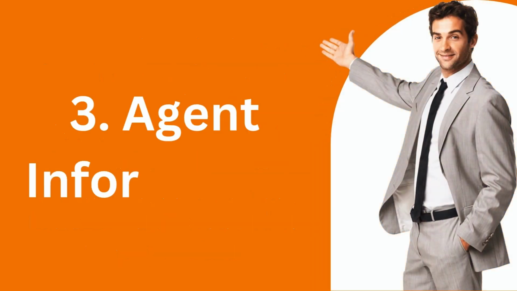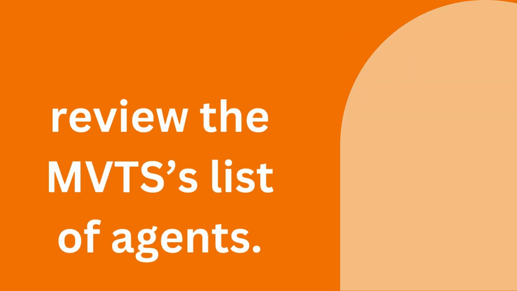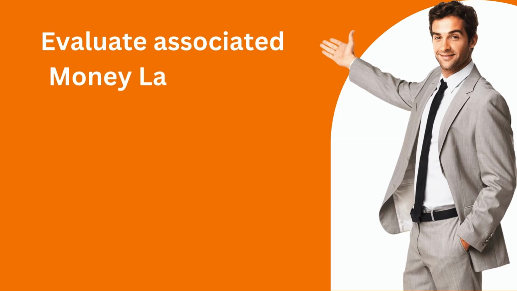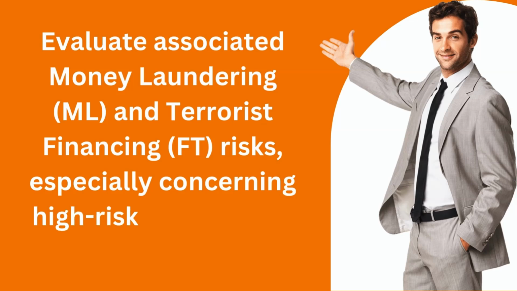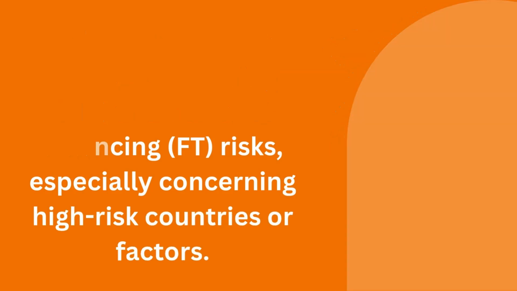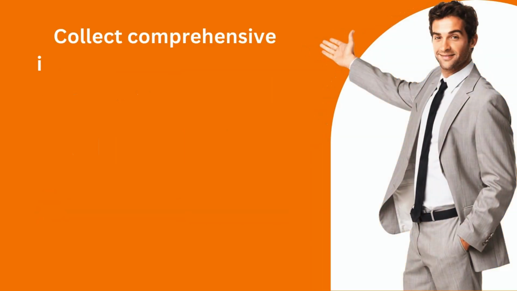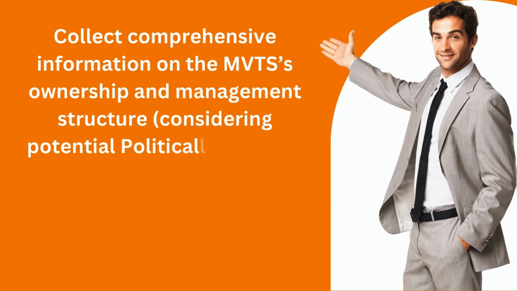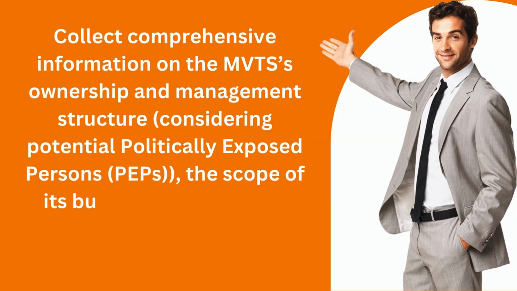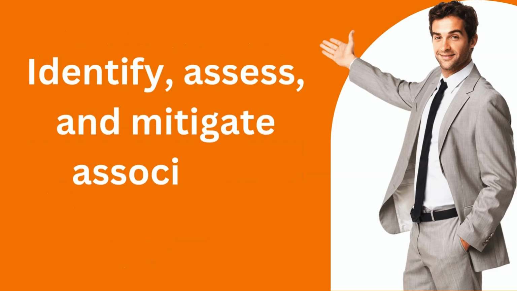3. Agent information. Obtain and review the MVTS's list of agents. Evaluate associated money laundering (ML) and terrorist financing (FT) risks, especially concerning high-risk countries or factors. 4. Business and risk assessment. Collect comprehensive information on the MVTS's ownership and management structure, considering potential politically exposed persons, PEPs, the scope of its business, its customer base, and geographic operations. Identify, assess, and mitigate associated ML/FT risks.